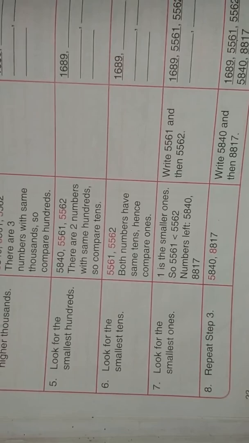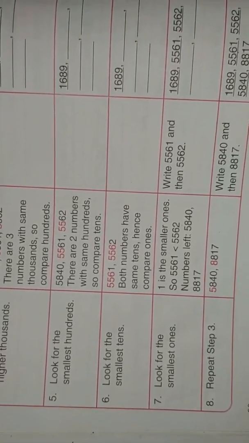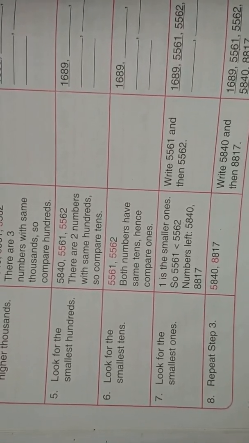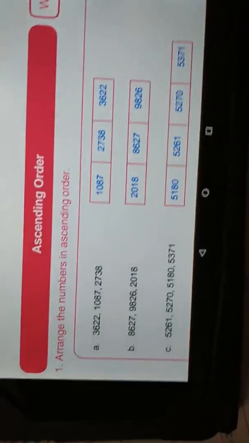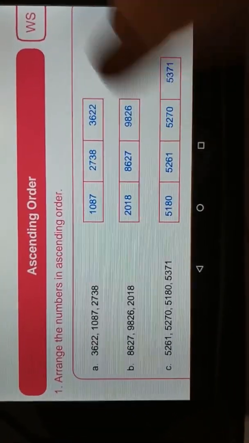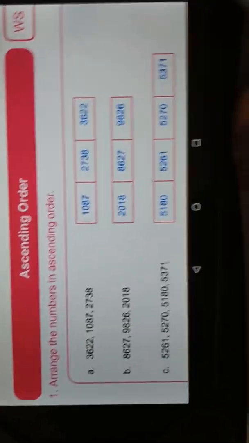Okay students, I hope your work is complete. Now we will start the next worksheet. Worksheet number 19. Now ascending order, worksheet number 19. Arrange the numbers in the ascending order.